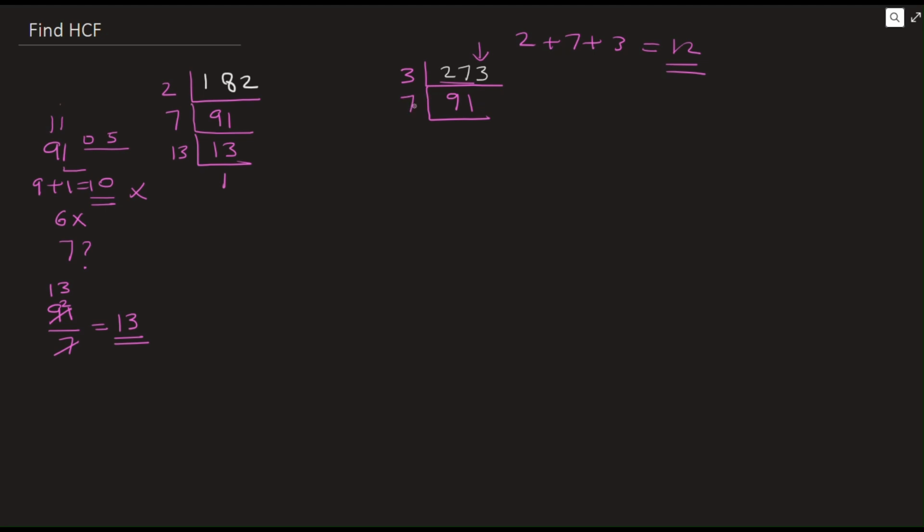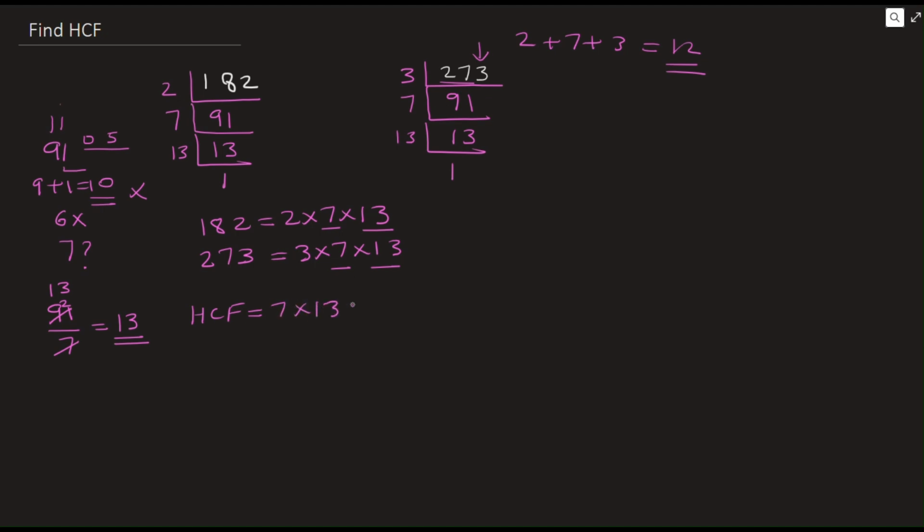And again for 91 I have 7 times 13 and then 13 times 1. So 182 equals 2 times 7 times 13, and 273 equals 3 times 7 times 13. So what are the common prime factors? 2, no sorry, not 2. I have 7 and 13 here and 7 and 13 here. So HCF, or the highest common factor, is the product of 7 and 13, which is equal to 91.